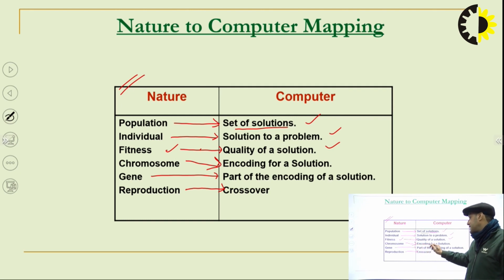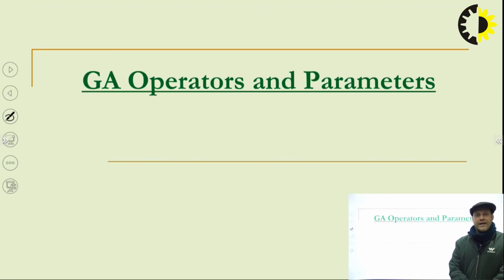Then chromosome means encoding for a solution. Gene is the part of the encoding of a solution. Reproduction is the crossover. Okay. So these are the basic terminologies that you have to keep in mind while studying genetic algorithm. Next, I am going to discuss some genetic algorithm operators that we use, and some parameters that we use.